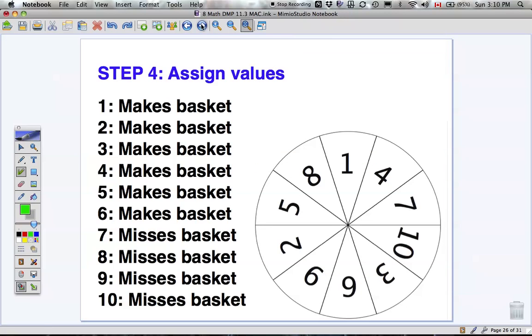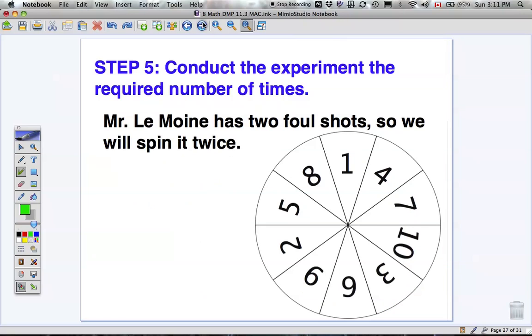And that's what step 4 is, assigning the values. Because remember, he has a 6 in 10 chance of making the basket. So if the spinner lands on any one of the 6 that we've assigned as makes basket, then he makes the basket. Step 5, conduct the experiment. He's got 2 foul shots. So we're going to spin it twice.